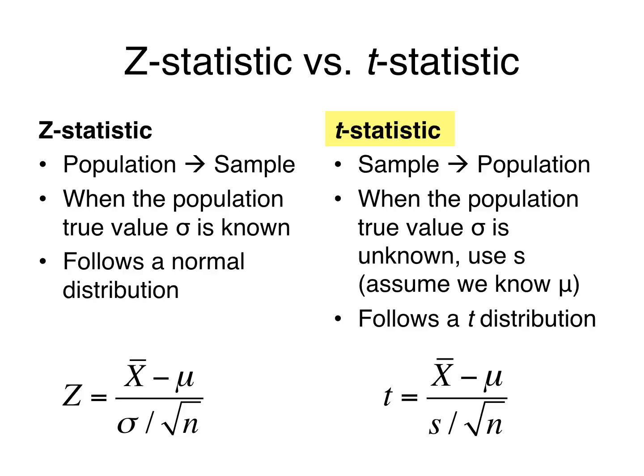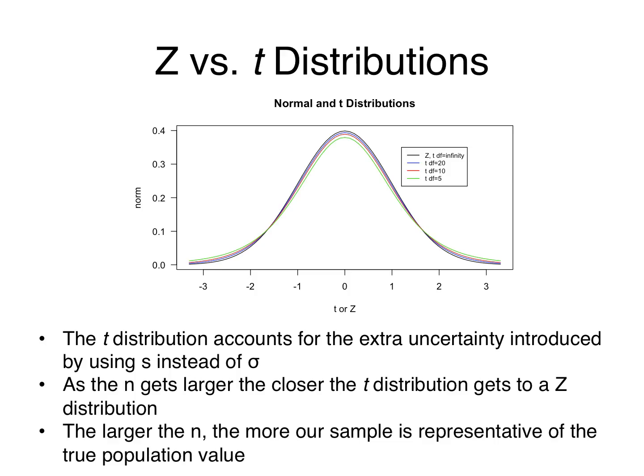A t-score is calculated in the same way as a z-score, except that we use the sample standard deviation in our formula rather than the true standard deviation. And compared to a z-score, which follows a normal distribution, a t-statistic follows what's known as a t-distribution. So what's the difference between a z distribution and a t distribution?